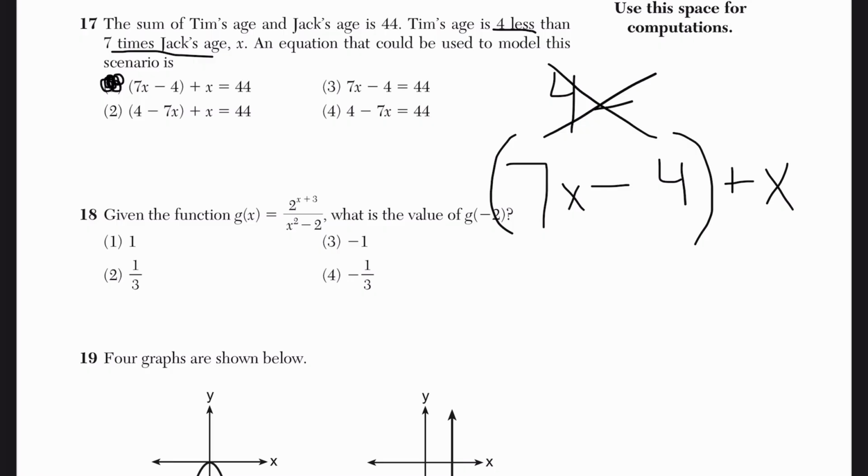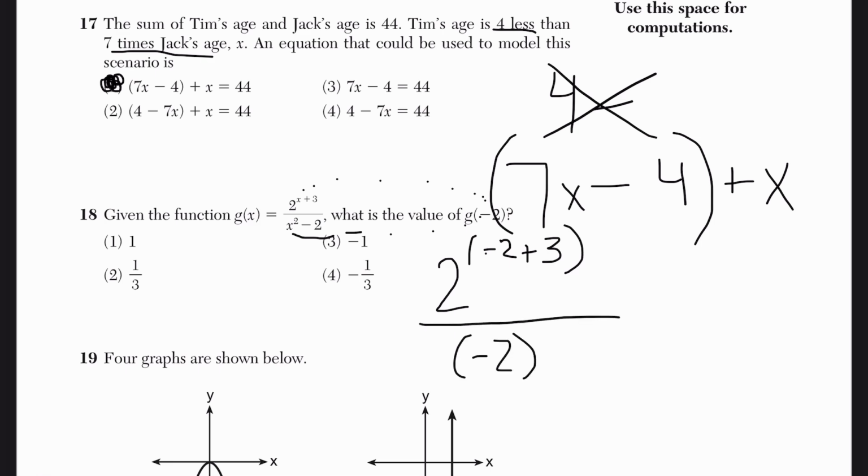You could plug this into the y equals and then go to the table and evaluate it at -2, see what the y value is. But I'm just going to try it by hand. So 2 to the -2 plus 3. I'm just replacing every x with -2. And that's over. Don't forget to put this -2 in parentheses, that can mess you up.